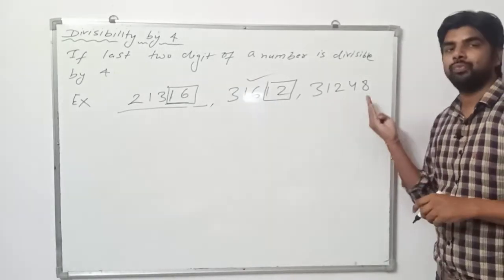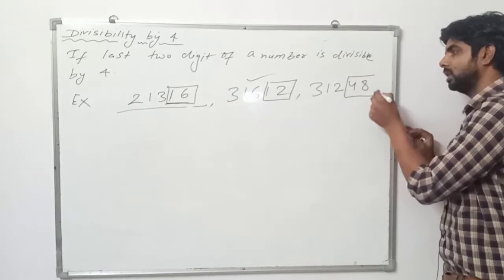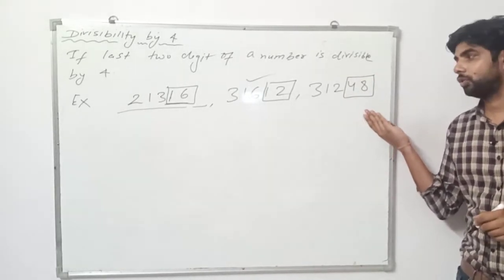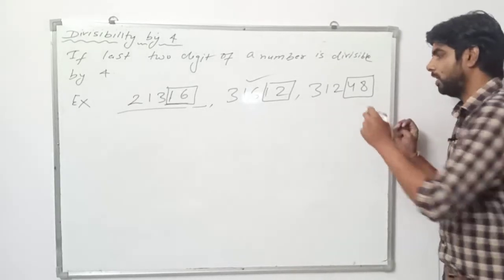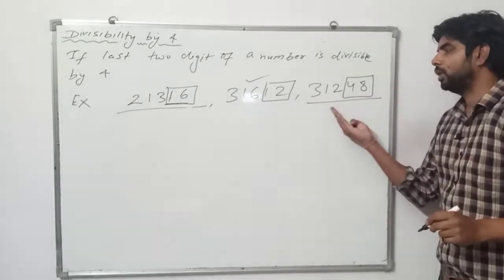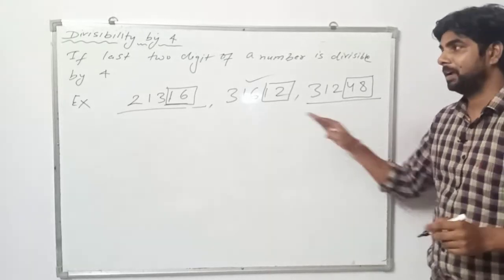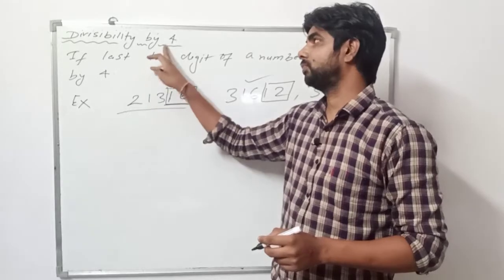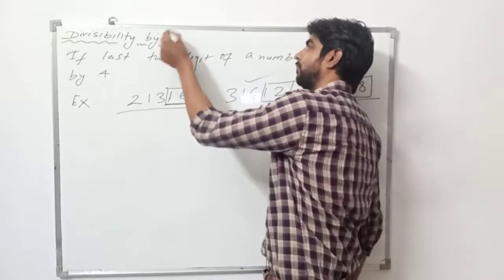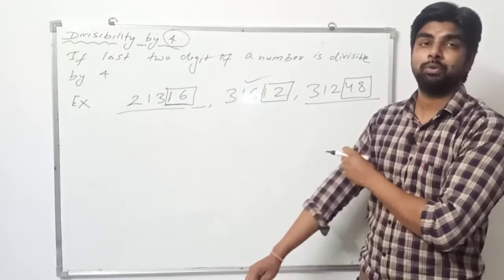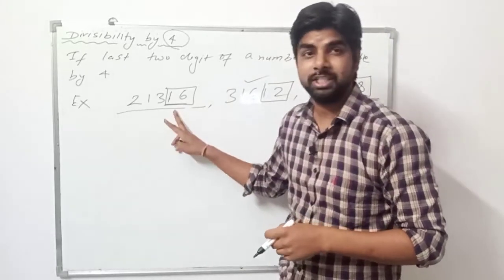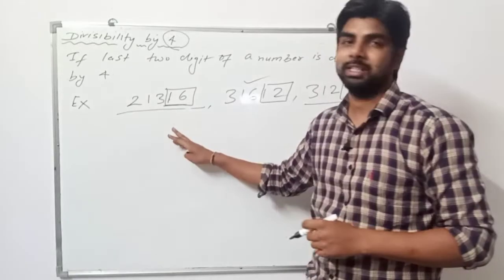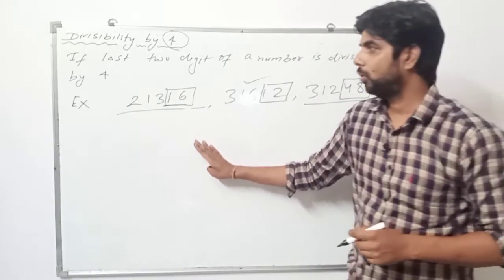Here, in 31248, the last two digits are 48. If we divide 48 by 4, we will get 0 as our remainder. So the whole number 31248 is also divisible by 4. So this is how we can find out whether a number is fully divisible by 4 or not. We only have to check the last two digits, and if the last two digits are divisible by 4, then the whole number is also divisible by 4.